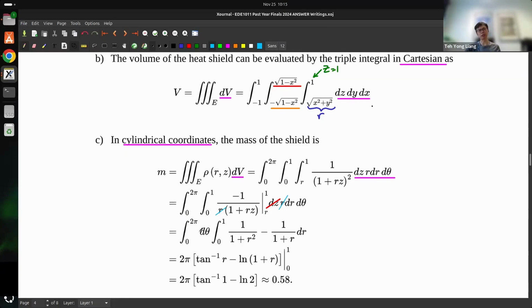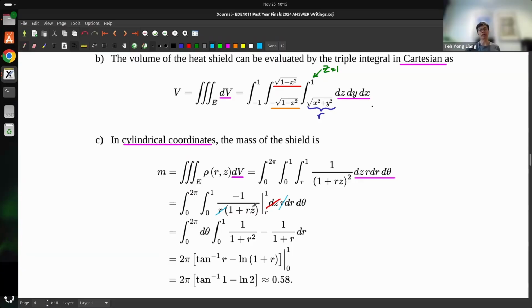You can see that the integration with respect to theta from here, this expression, is separable. This expression has no theta. It's just a function of r.